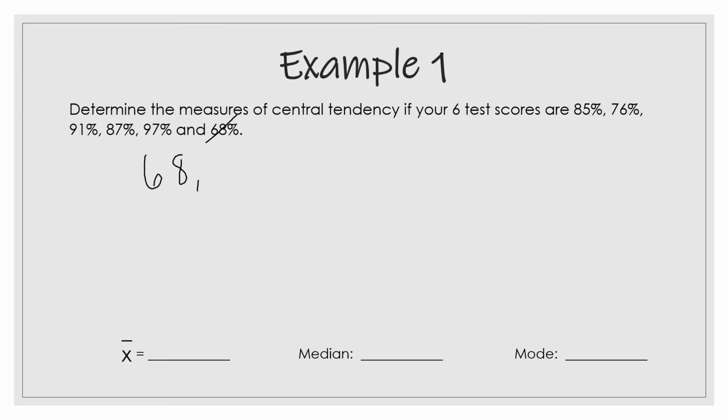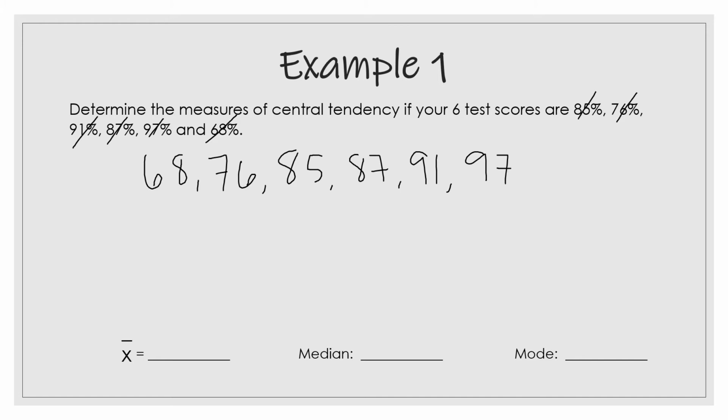Then the next number would be 76, 85, 87, 91, and 97. Now we can always count to make sure we didn't forget a number. They said there were 6 test scores, so 1, 2, 3, 4, 5, 6.